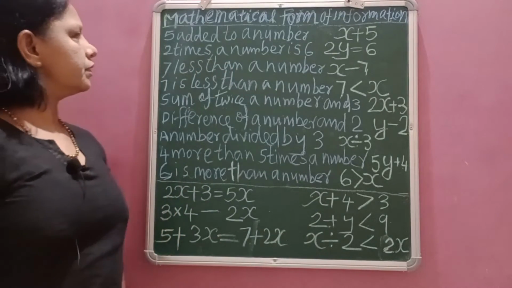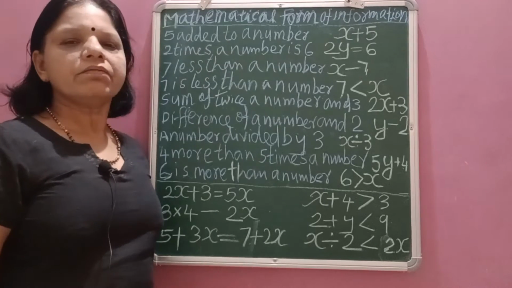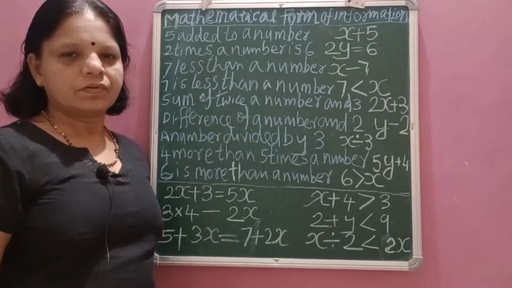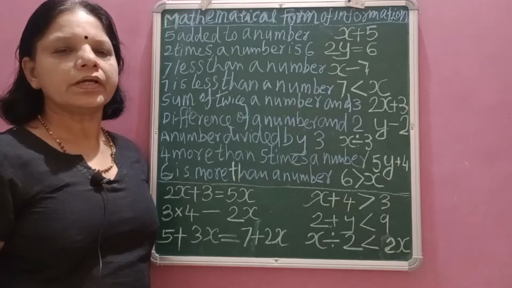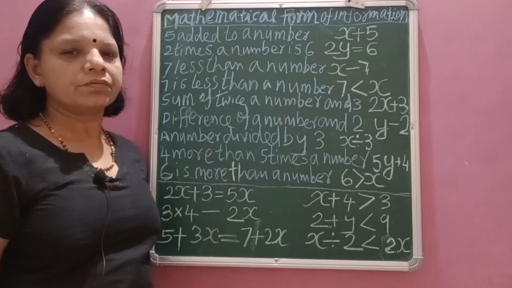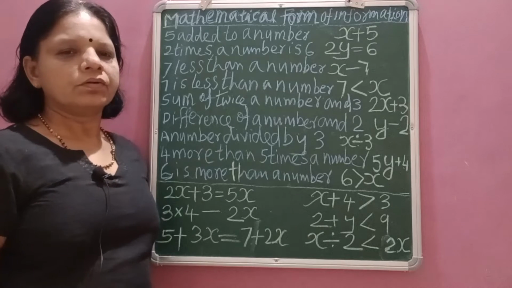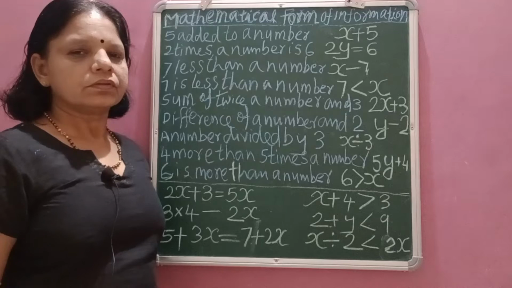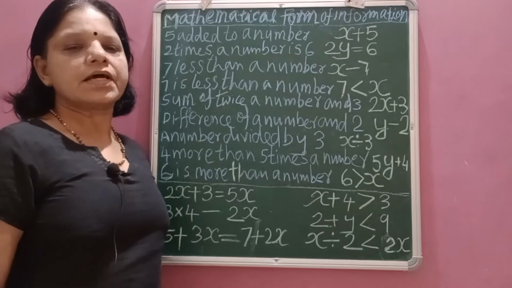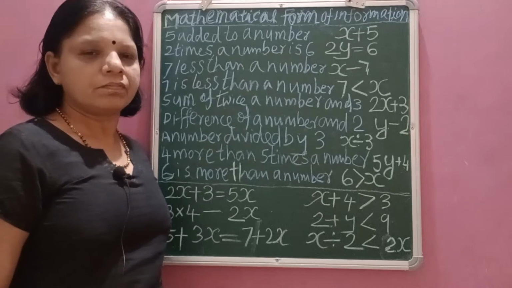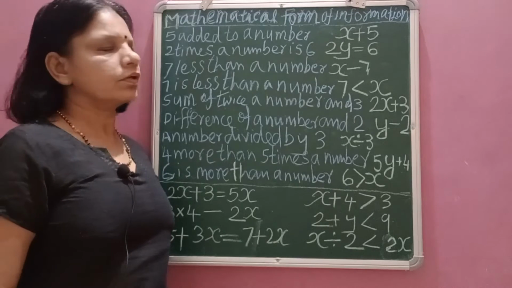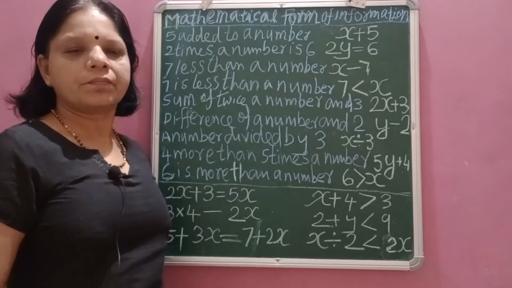The first one is 5 added to a number. To a number, to an unknown number. The value of that number is unknown. For that, you have to use a variable to represent that number. Any alphabet from A to Z you can use for representing that unknown number.